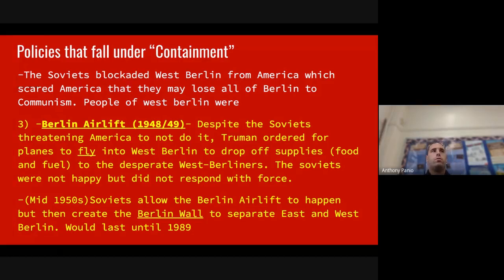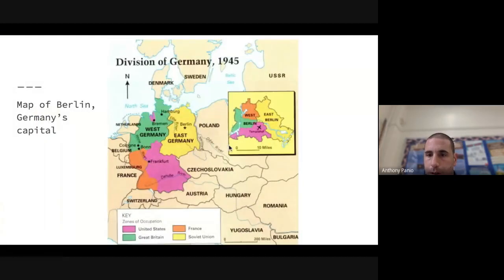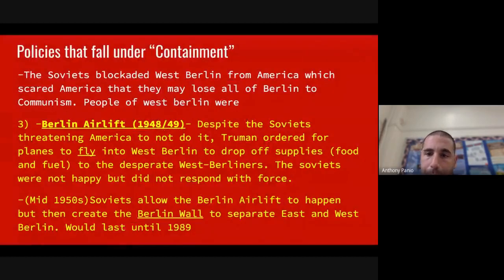Okay, so not to oversimplify the situation, but basically the Soviet Union blockaded West Berlin from the United States. If you go back to here, what you'll notice is Berlin is located in East Germany. So we're not really allowed to just walk into East Germany, but we were allowed to go into Berlin. We had a good relationship where we could go into Berlin if we wanted to, to work with the people there. But in 1948, they're going to block us from coming in.